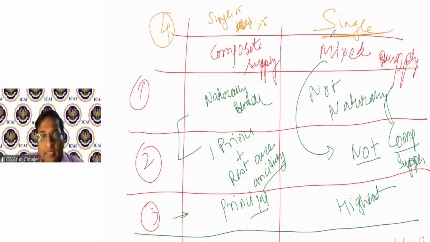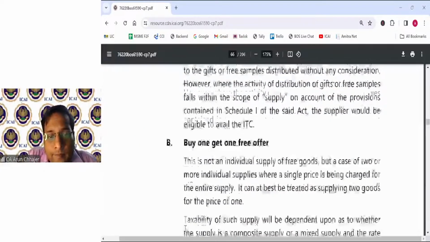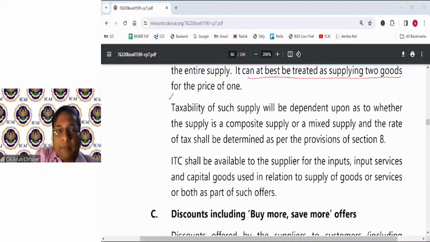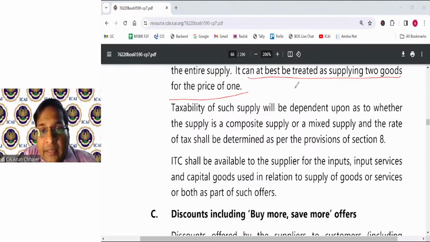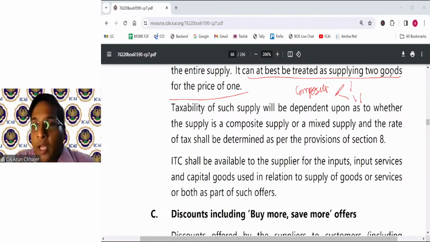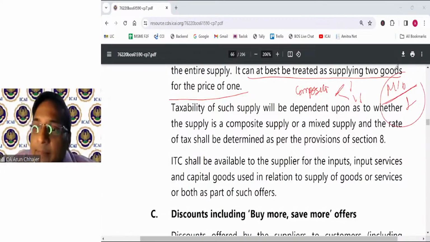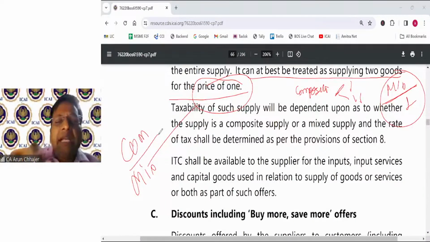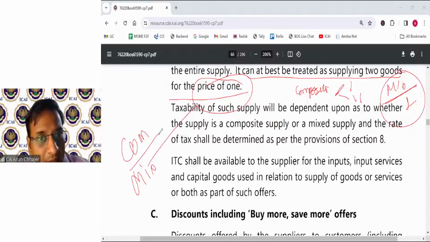Okay. No problem. Now let me go back to the circular, and the circular says that it will be treated as supply of two goods for the price of one. So what I told you is that in the composite, there is no condition for the price. It can be single, it can be separate, or it can be no price for another taxable item. But in case of mixed supply, there is a condition that it should be a single price. So if they are charging a single price, it can be mixed supply or composite supply, depending upon the nature of bundling and the presence of principal and ancillary supply. Multiple points we have to arrive at. Then only you can say it is composite or mixed.